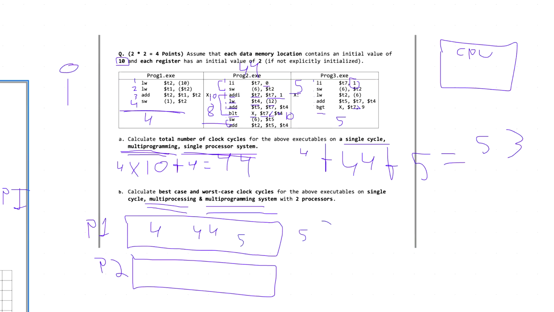Because what is this single processor saying? One processor, one after the other. I could still do that here. I don't know why you would do that, but you can just say, I'm not using my single processor. That's your worst case.